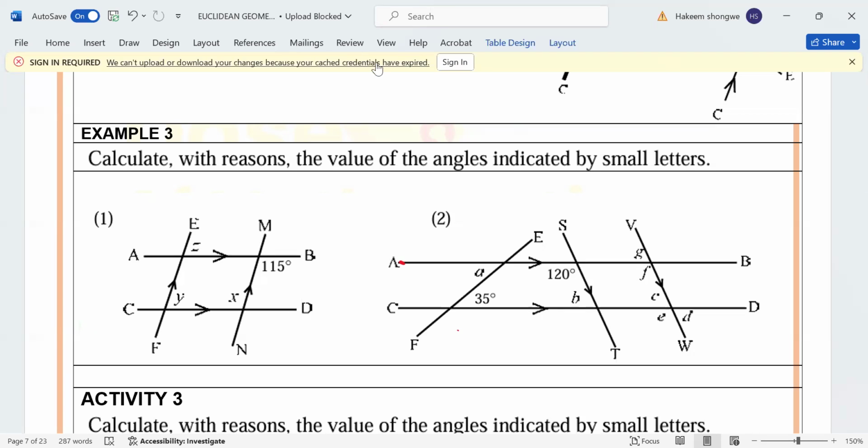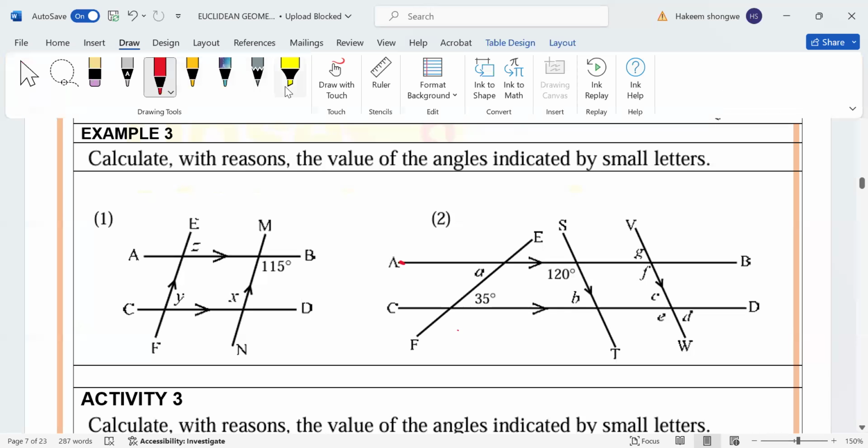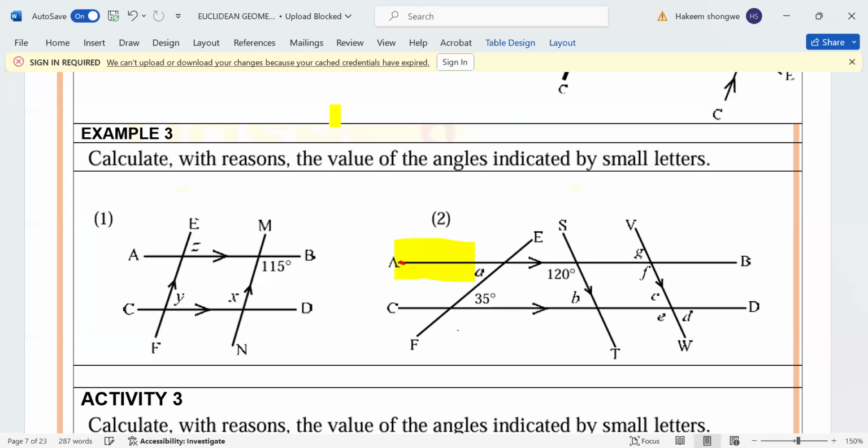So you can highlight your parallel lines. It helps if you highlight your parallel lines so that you know exactly what you are dealing with. So this is parallel line number 1, parallel line number 2. We get the idea. So these are going to be our 2 parallel lines.